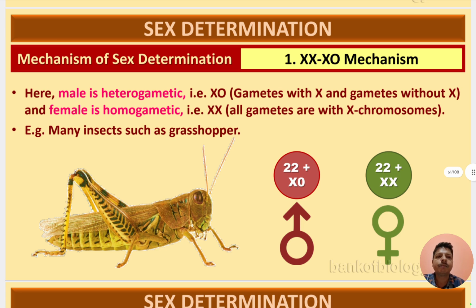First of all, the XX and XO mechanism. Here, the male is heterogametic, that is X and O: gametes with X and gametes without X. And the female is homogametic, XX, so all gametes have the X chromosome. Examples are many insects such as grasshopper. Here you can see 22 plus X and O, 22 plus X and X.